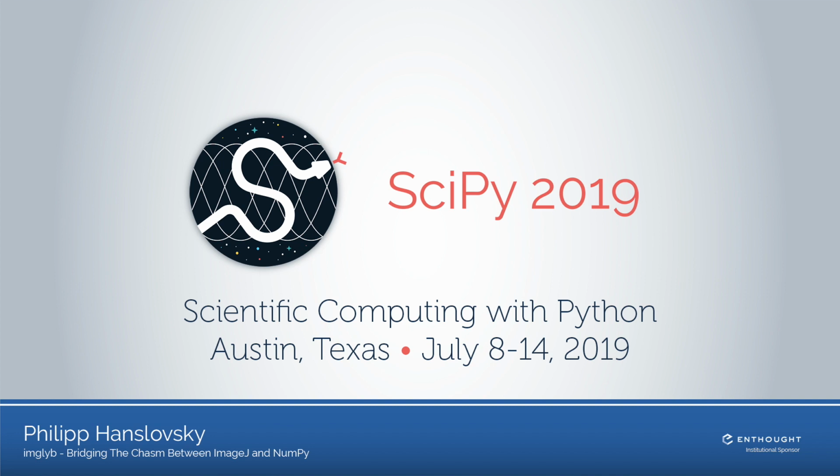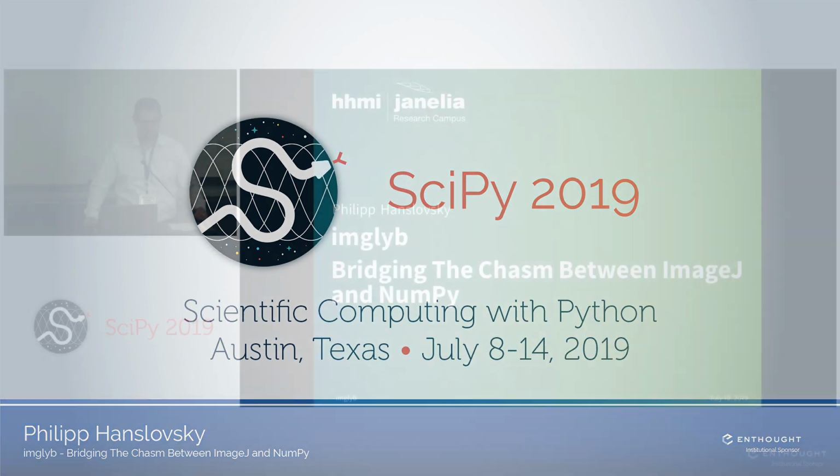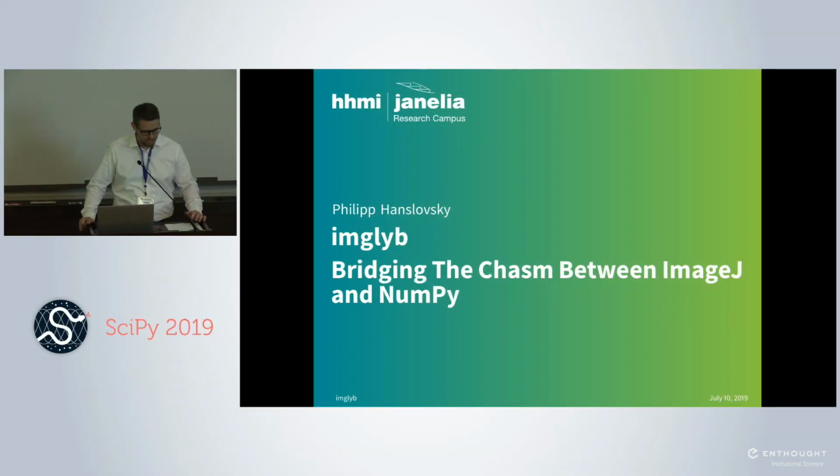I'm Philipp Hanslovsky from the Saalfeld lab, specifically at the HHMI Janelia Research Campus. Today I will introduce to you ImgLib, a Python package that bridges the chasm between two scientific image processing frameworks. On the one hand, Python with SciPy and NumPy. And on the other hand, we have Java with ImageJ and the image processing library ImgLib2.